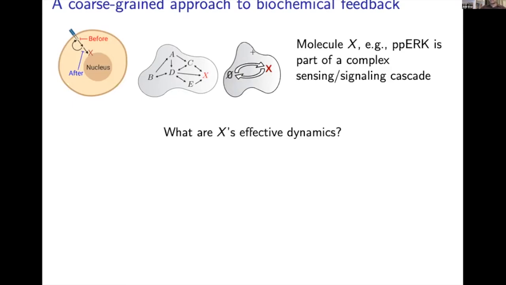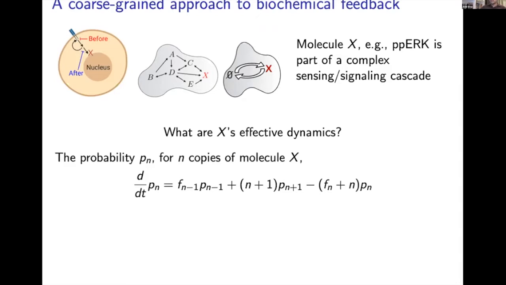And we could think about the effective dynamics for X, and then these effective dynamics would have the shape of how the probability P of n to have n copies of molecule X, right? Its dynamics depend on if I had n minus 1 molecules, I could make one, or if I had n plus 1 molecules, I could degrade one, or if I already had n molecules, then by making or degrading, I stop having n. Right, and this is a very simple master equation that can be solved at steady state analytically, and this is the analytic solution.